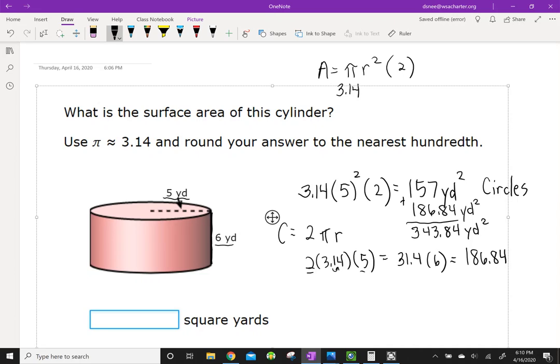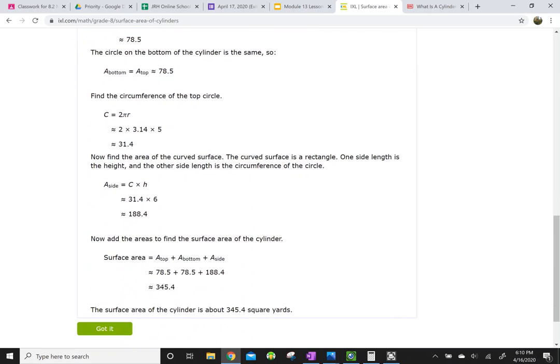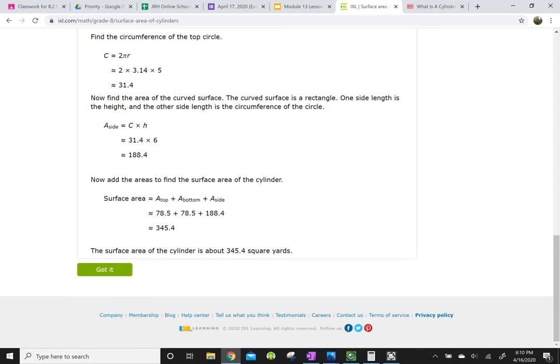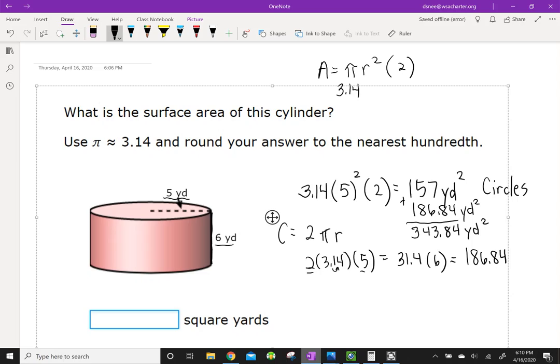And then let's look at the other piece. 2 pi r, 2 times 3.14 times 5 is 31.4, and 31.4 times 6 is 188.4. Oh, I just wrote it down wrong. 188.4.